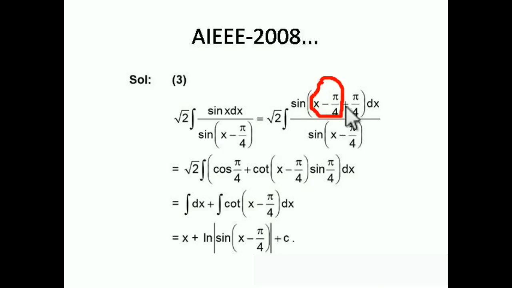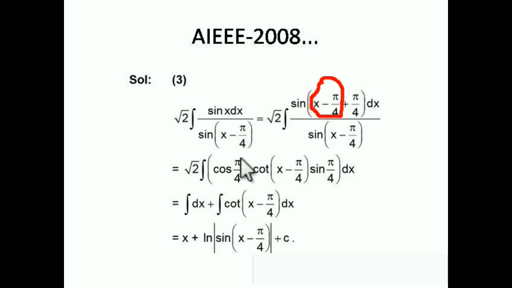Now sine of alpha plus beta is sine alpha cos beta plus cos alpha sine beta. Okay, so we have sine of x minus pi by 4 into cos pi by 4. If we separate this, then sin of x minus pi by 4 gets cancelled and we are left with cos pi by 4 plus cos of x minus pi by 4 upon sin of x minus pi by 4, that is cot of x minus pi by 4 and sin pi by 4 here.